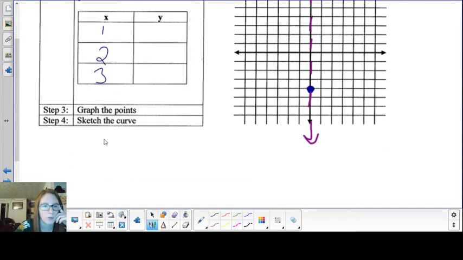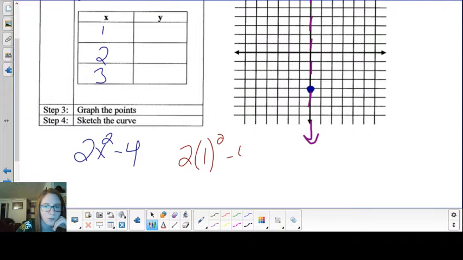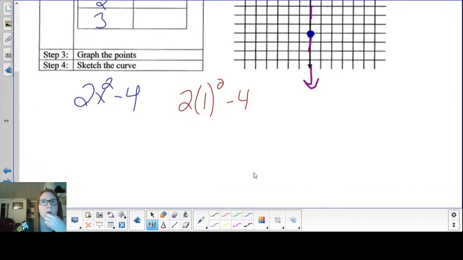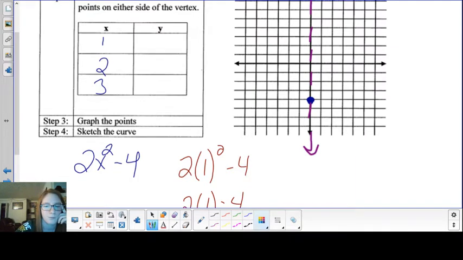2x squared minus 4. So in this case, again, I'm going to do 1 by hand, 1 in the calculator. You can pick the last one, however you want to do it. So I'm going to have 2 times 1 squared minus 4. 1 squared is 1, so I have 2 times 1 minus 4. 2 minus 4, so my answer is -2.